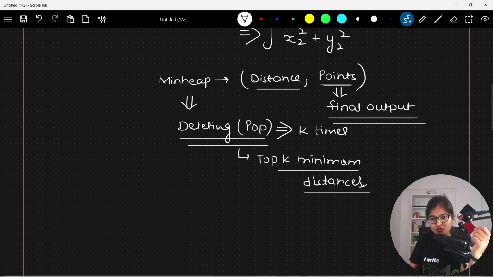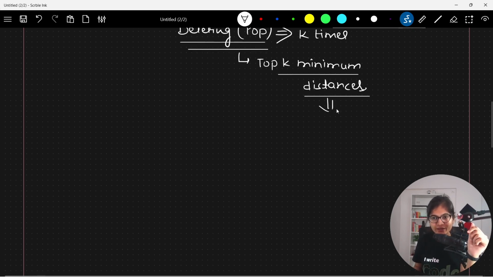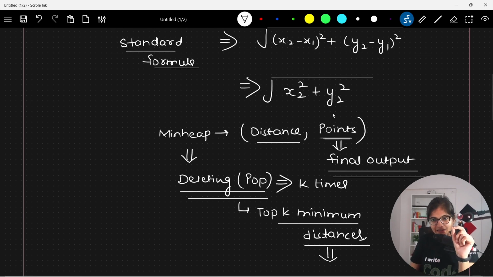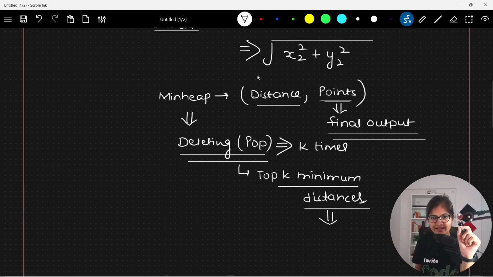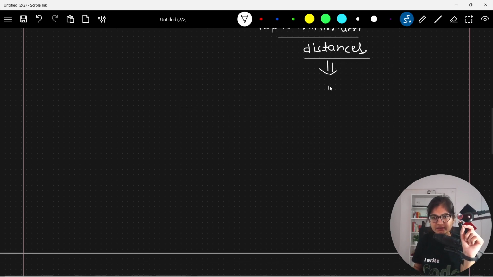And for those top k minimum distances, you can fetch the list corresponding to the first index. So this is 0, this is first. So you can simply print only the points here.